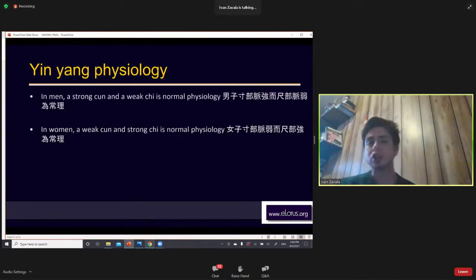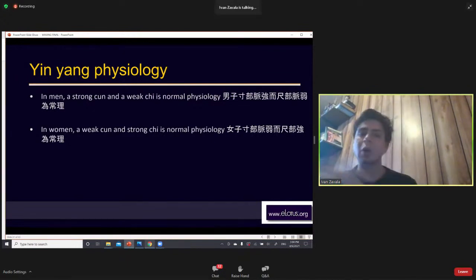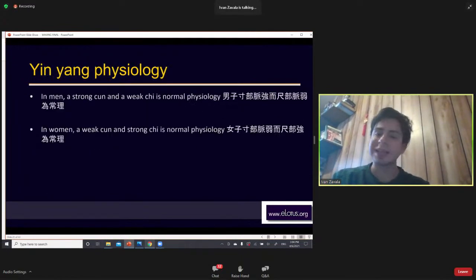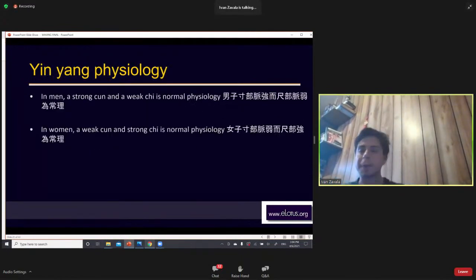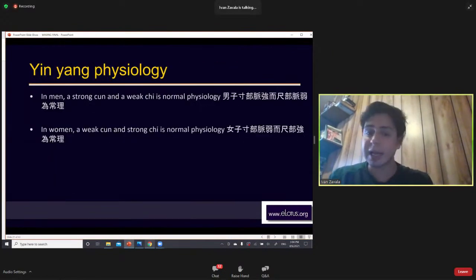So in men, a strong Chun and a weak Chi is normal physiology. Not super weak either, because that's a weak kidney, right? Just weaker. What I mean by weak is weaker than the Chun. And in women, a weak Chun and a strong Chi is normal physiology. But as I said, that can be contrary to the rule. A woman could have a stronger Chi and a weak Chun, or a woman can have a stronger Chun and a weak Chi.